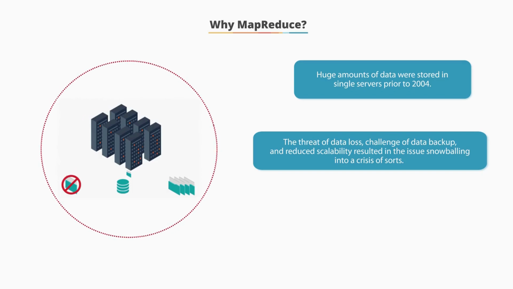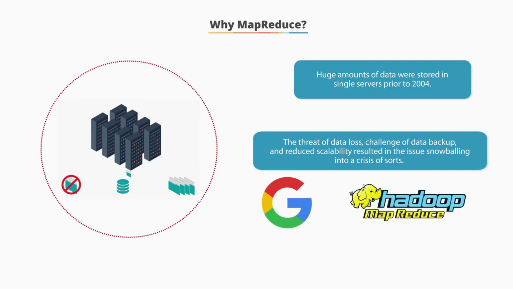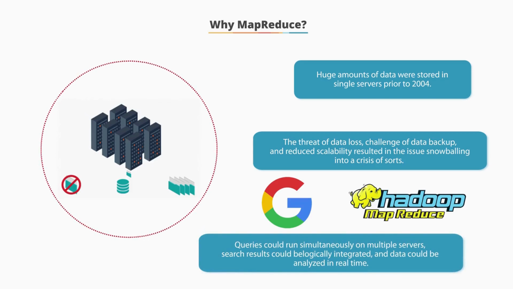To counter this, Google introduced MapReduce in December of 2004, and the analysis of datasets was done in less than 10 minutes rather than 8 to 10 days. Queries could run simultaneously on multiple servers, and search results could be logically integrated and data could be analyzed in real time. The USPs of MapReduce are its fault tolerance and scalability.